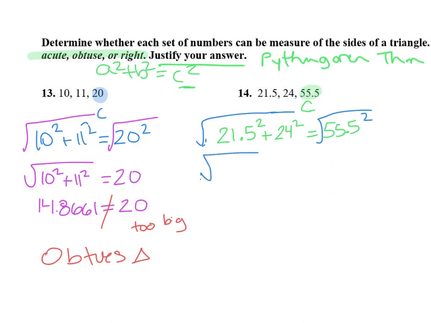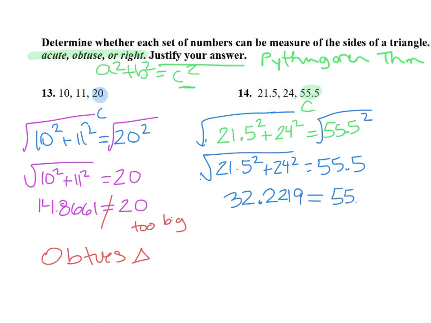So if I type square root of 21.5 squared plus 24 squared, I want to know is that equal to 55.5. Type it in, and I get 32.2219. And if I want it to be a right triangle, it's got to be equal to 55.5. I see this is not true. My C value is too big, which means it's an obtuse triangle.